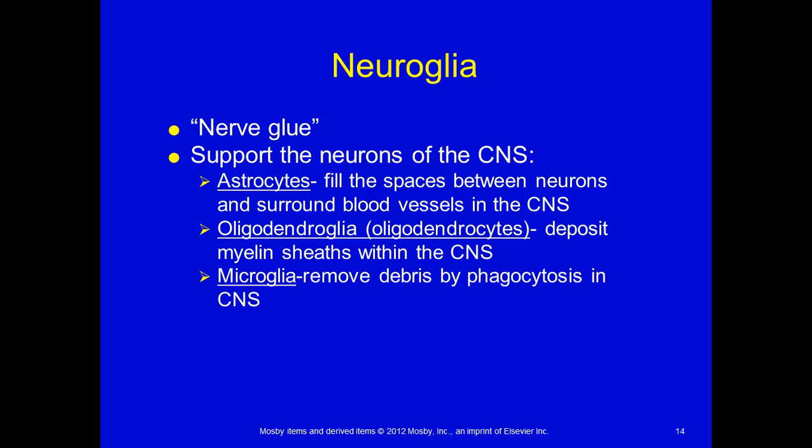And then microglia, basically just the cleanup guys. They remove debris through phagocytosis within the central nervous system. Okay, any questions about that? Supporting cast. Not necessarily a neuron, but still a nerve cell in the neurologic system. Any questions about those? Okay.